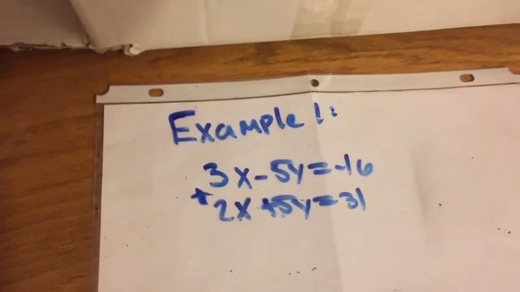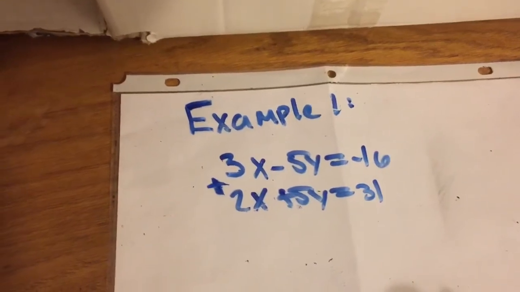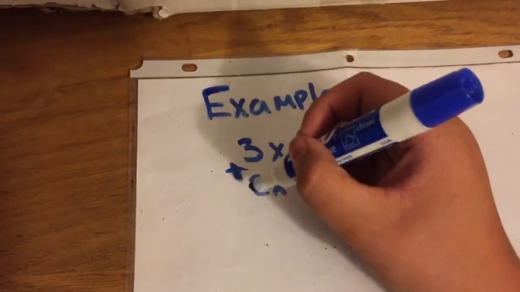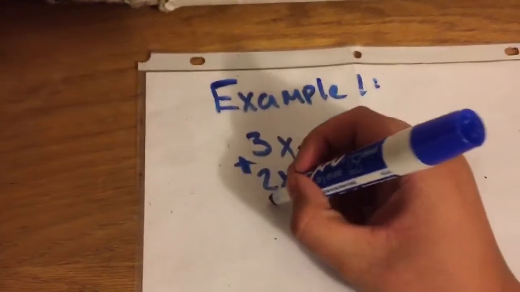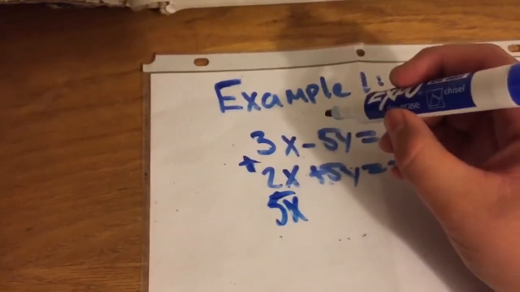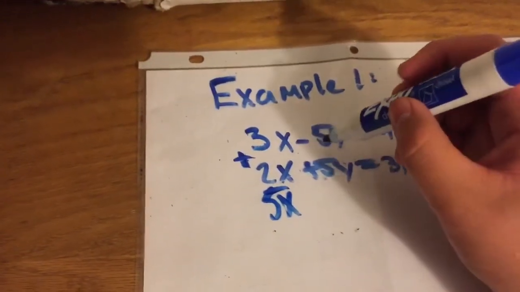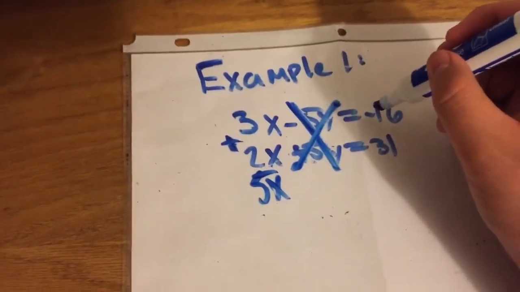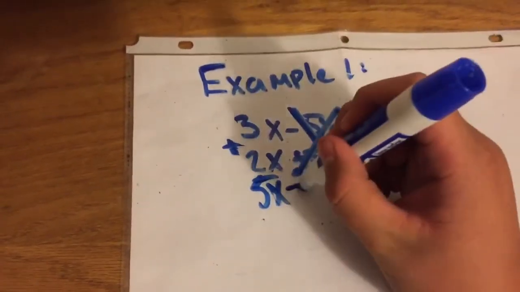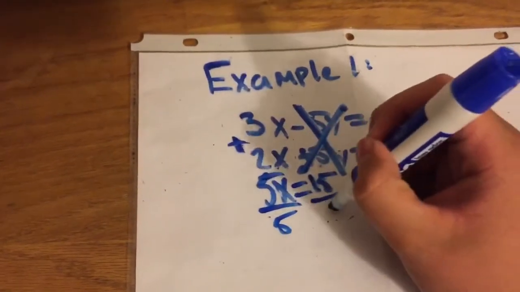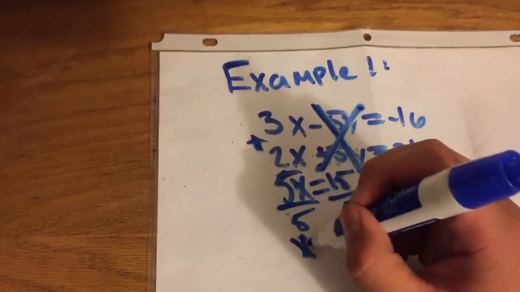Okay, so in example 1, you need to solve this system of equations using elimination. So what you're going to do is add these normal, so 3x plus 2x equals 5x, and then this is where the elimination part comes out, because you have negative 5y and positive 5y, so these eliminate or cancel out. Now negative 16 plus 31 equals 15. Next you're going to divide by 5 like normal, and x equals 3.